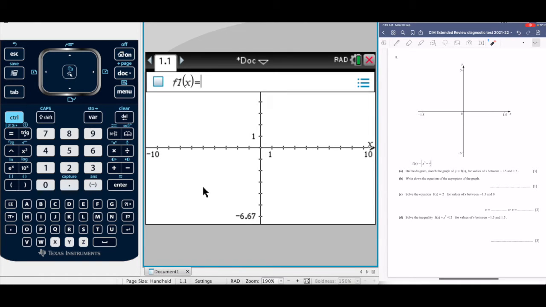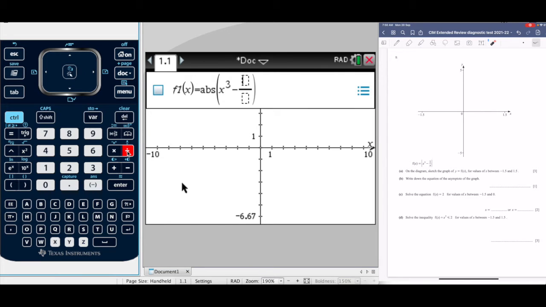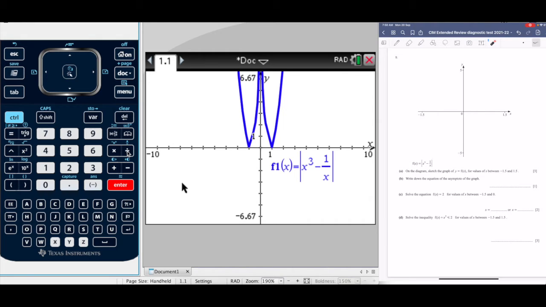And then to find the absolute value, we need to plot those absolute value lines, or the modulus brackets. And to do that, we type A, B, S. And then we open a bracket and we put everything inside that we want the absolute value to be. So x cubed minus 1 over x. So I can use the fraction part, and it's 1 over x. So that's the graph that I'm going to be drawing.